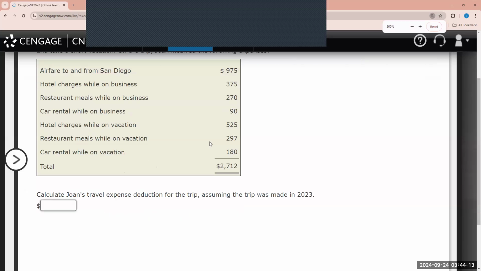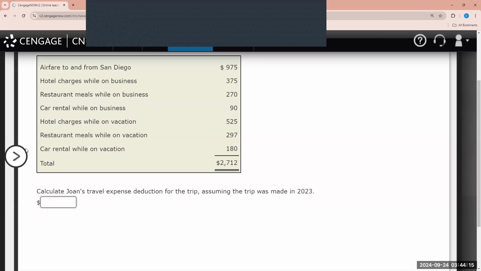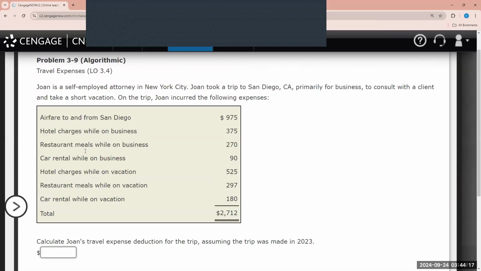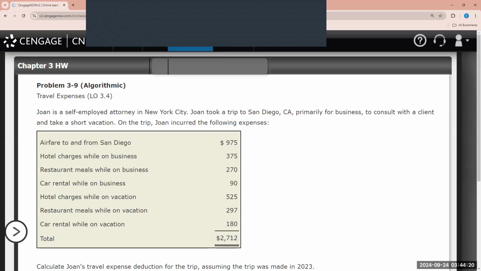So here it's asking us to calculate Joan's travel expense deduction for the trip, assuming the trip was made in 2023. Joan is a self-employed attorney in New York City. Joan took a trip to San Diego, California, primarily for business, to consult with a client and take a short vacation. On the trip, Joan incurred the following expenses.